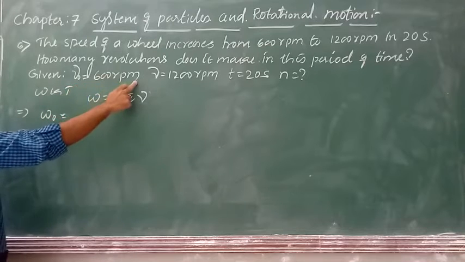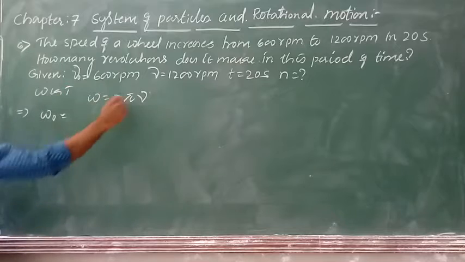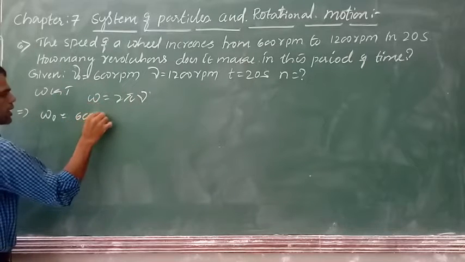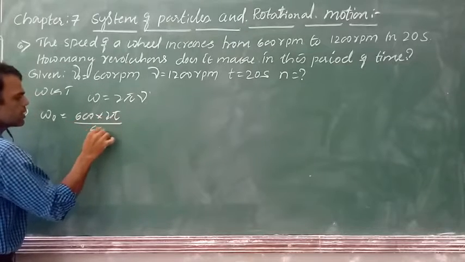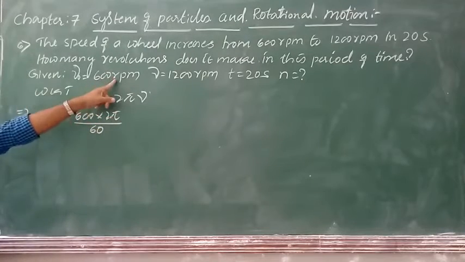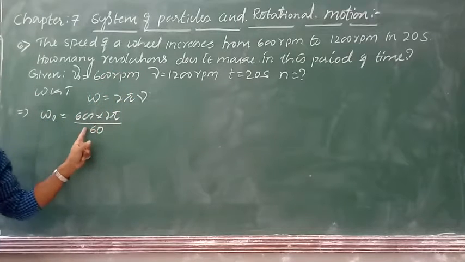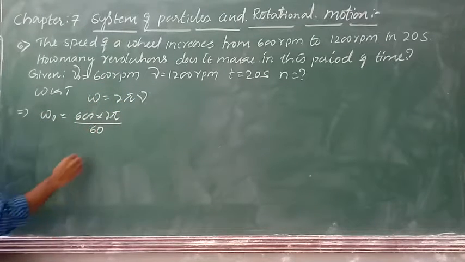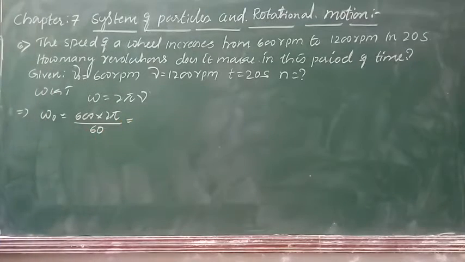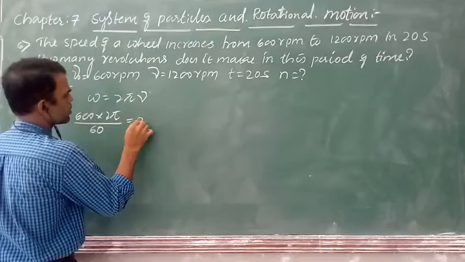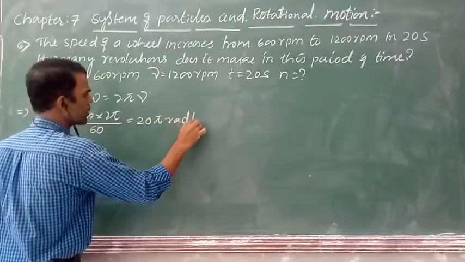It is given in terms of rpm. I will convert that into rotations per second. So this can be written as 600 into 2 pi divided by 60. So rotations per minute can be converted into rotations per second by dividing by 60. So then I will get this as 20 pi rad per second.